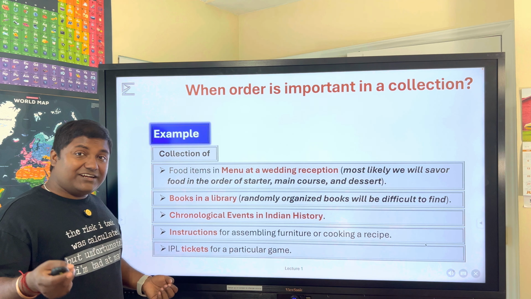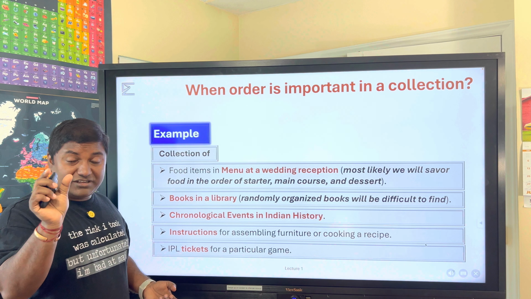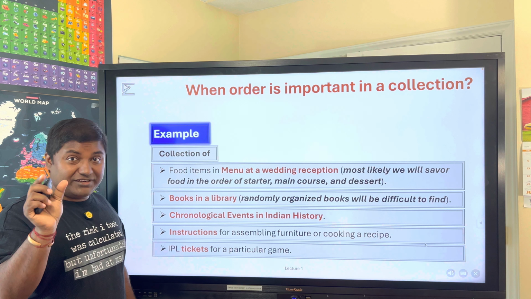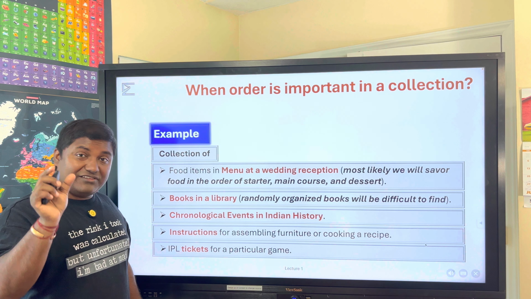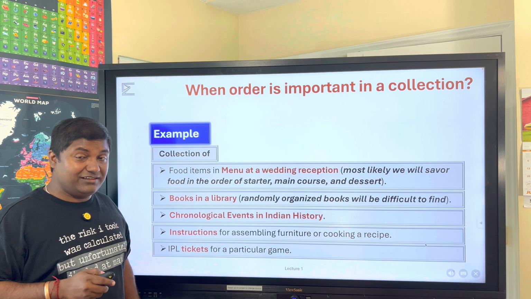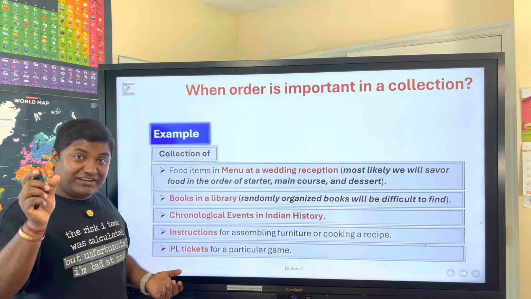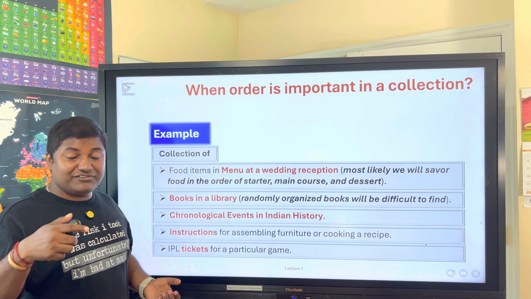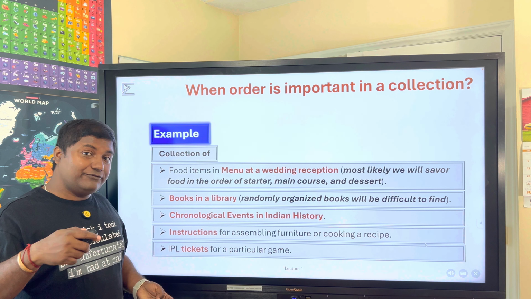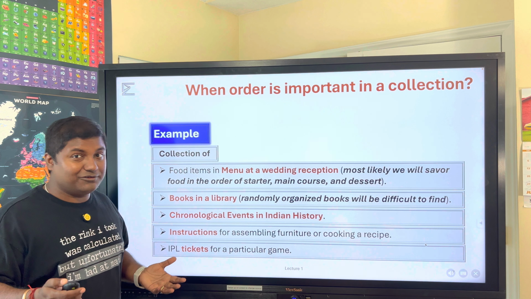So in order to do that, first you have to get IPL tickets, and in the tickets they put a number which is called the ticket number, right? Why do they put it? Because each ticket number is associated with the seating arrangement in the stadium, right? If they don't put ticket numbers in the tickets, what is going to happen? Then people will have difficulty finding their seats in the stadium, and there will be big chaos, right?